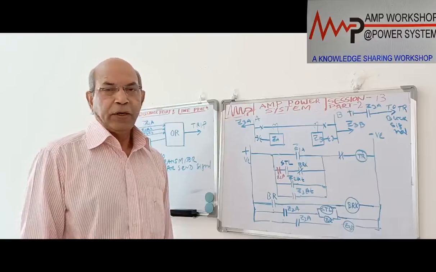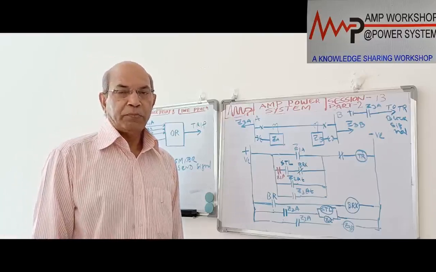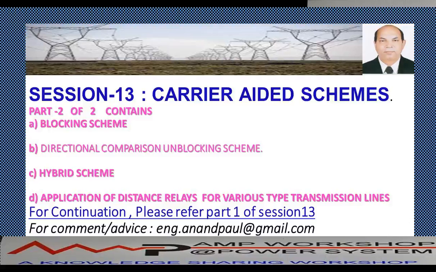We are discussing line protection under session 13. Today we are going to discuss part 2 of session 13, and that will be the last part of session 13. In part 1 of session 13, we have already discussed the transfer trip scheme. Under the transfer trip scheme, there were three subdivided schemes: one is the direct transfer trip scheme, permissive underreach transfer trip scheme, and the permissive overreach transfer trip scheme. And then we said that except the transfer trip scheme, there are another three schemes.